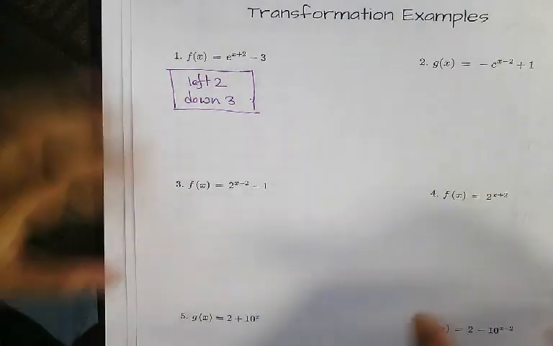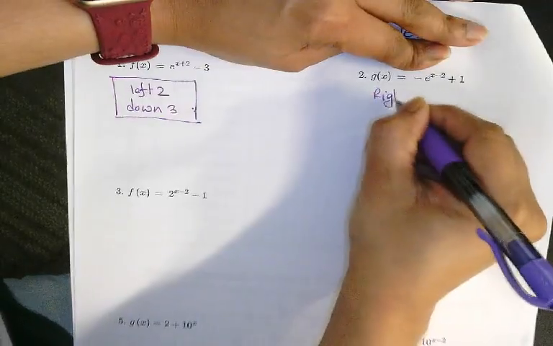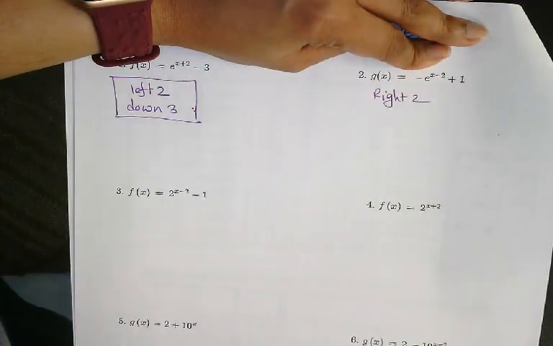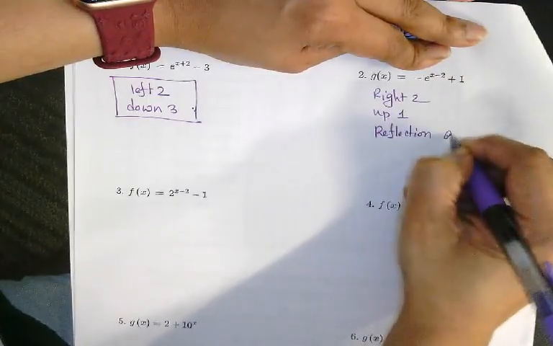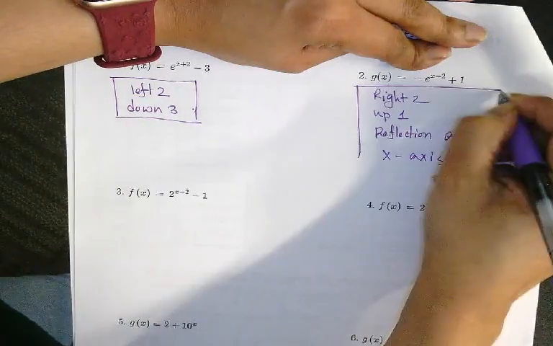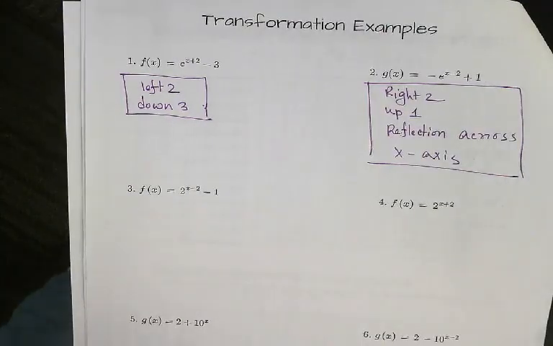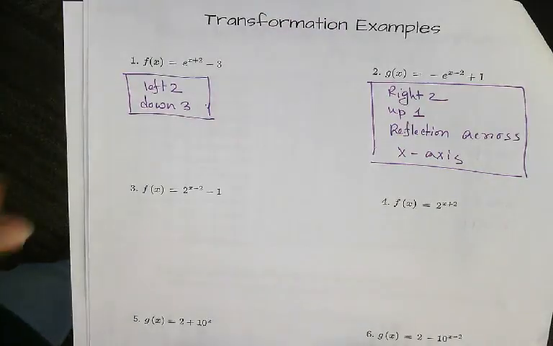Can someone give me number 2? Please raise your hand so I can ask for it. You want to go? Okay, right 2. Up 1. Reflection across the x-axis. All right. Try to do 3 through 6. We already did number 2. So do the last 4 problems. I'm giving you 2 minutes for it, and we're going to check it together.